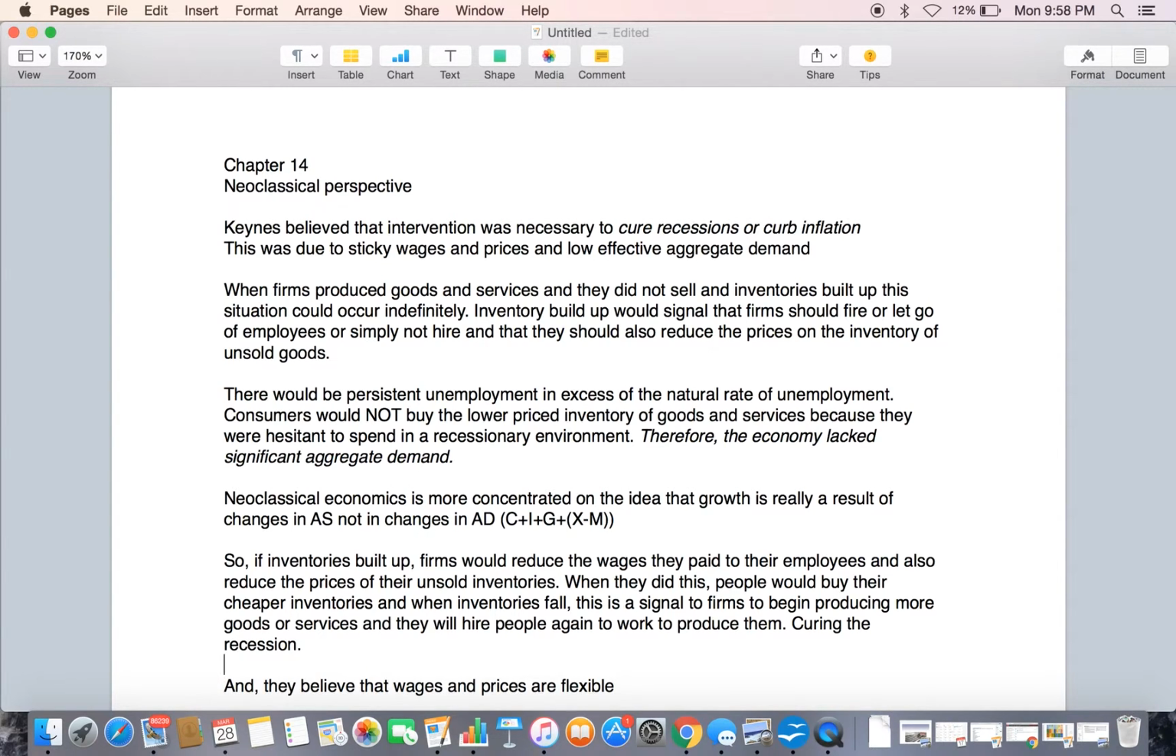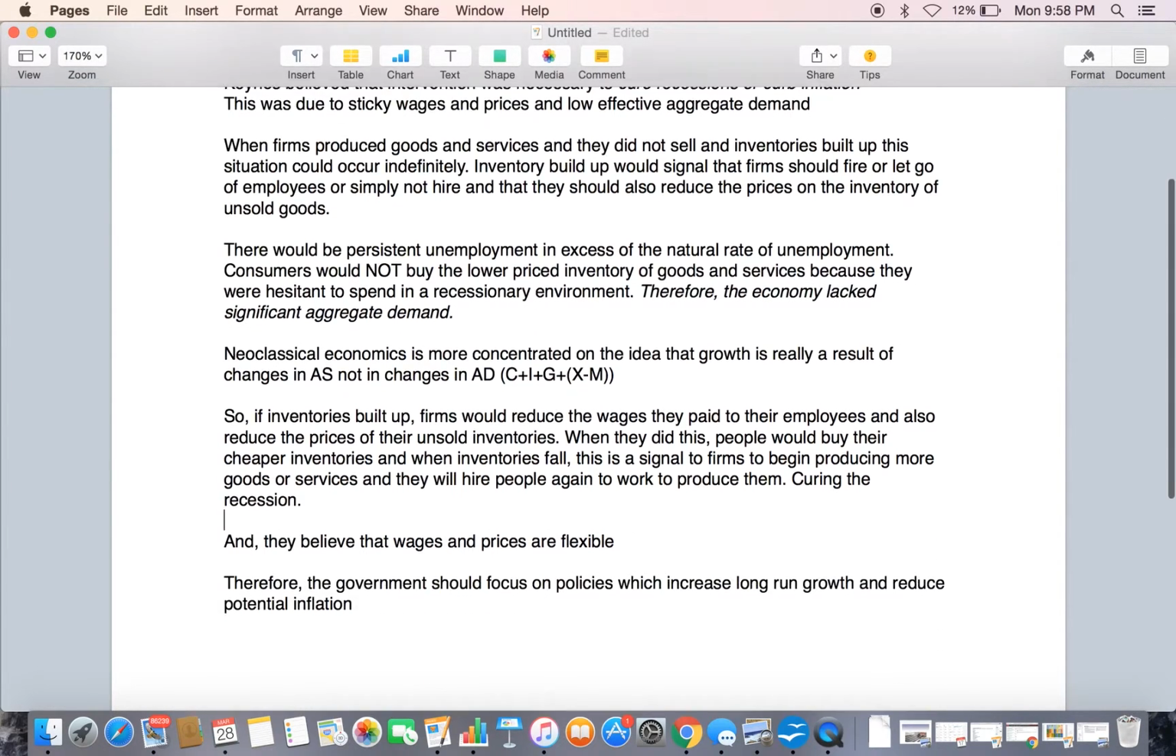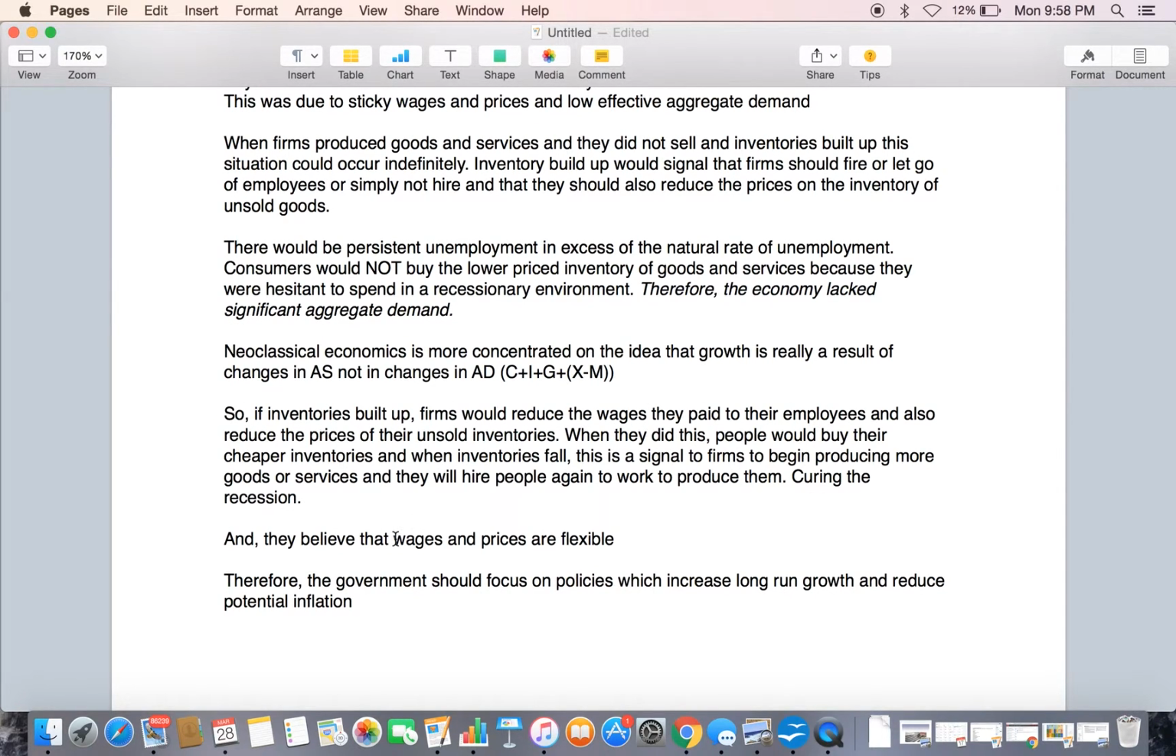When they did this, people would buy the cheaper inventories, and when inventories fall, this is a signal to firms to begin producing more goods and services, and they will hire people again to work to produce them. So this could all cure the recession. And therefore we did not need government intervention. And the key here being that wages and prices are flexible and there is sufficient aggregate demand.